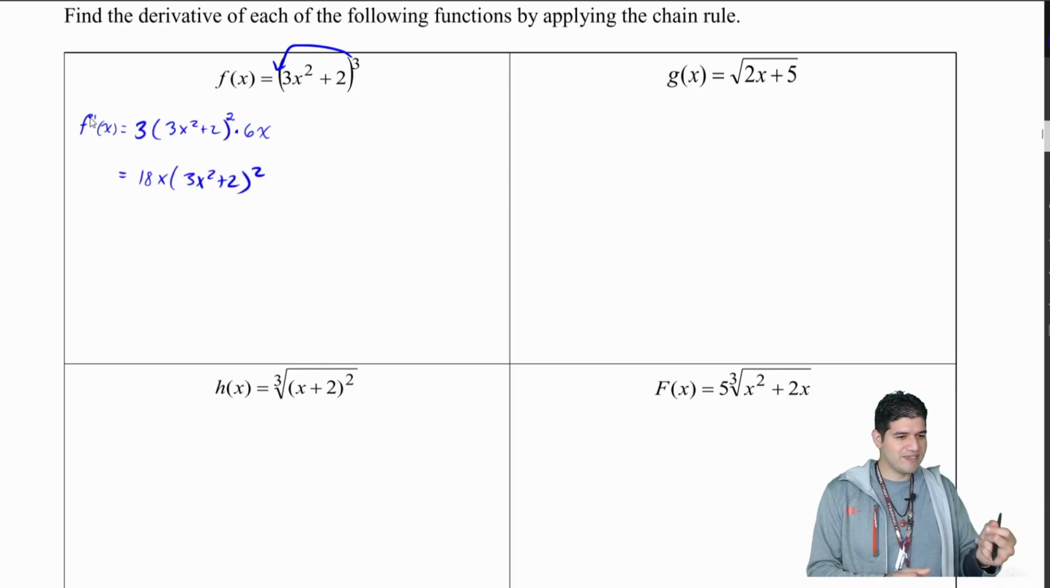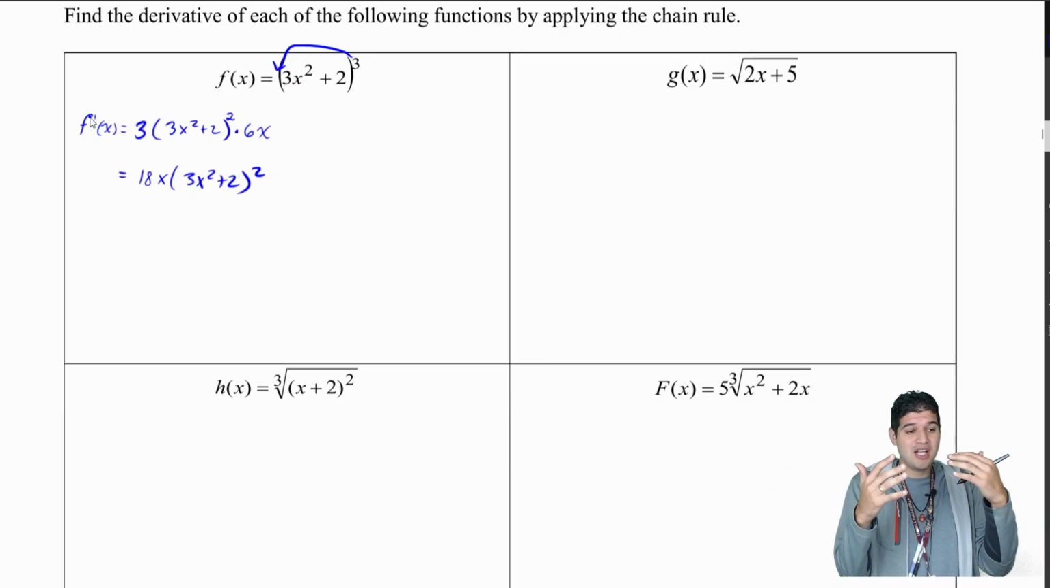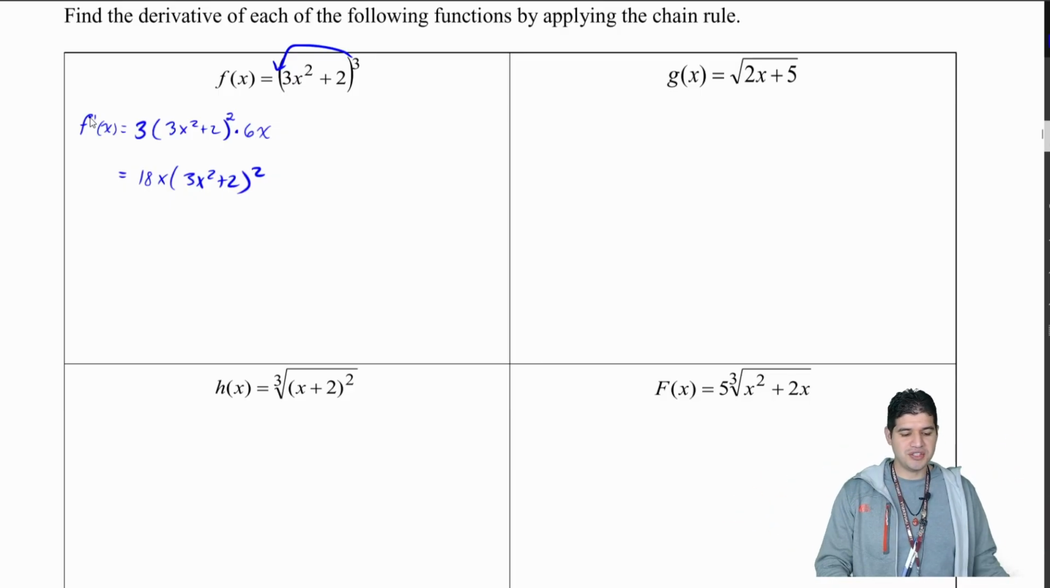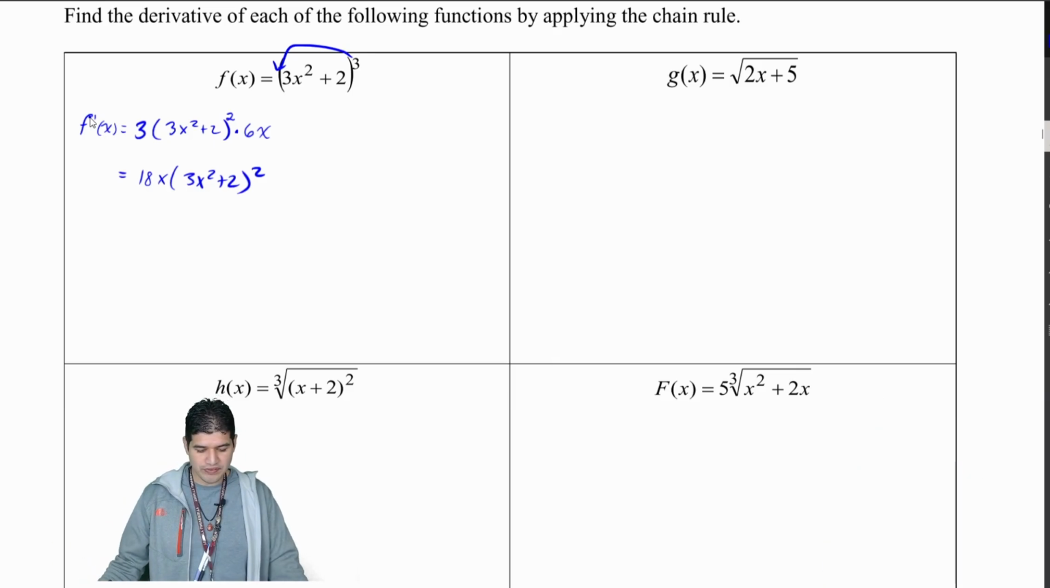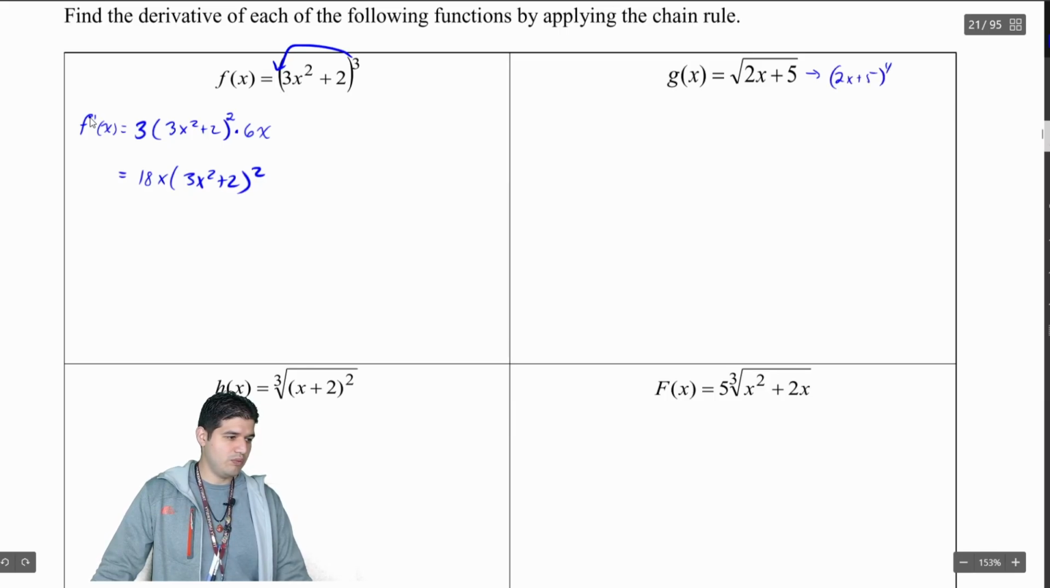So now that we've got the chain rule, we don't have to expand everything out. It takes so much longer to do that. Just use the chain rule. Now we're going to move over here to our next problem. So think about square root of 2x plus 5. Okay, so that's going to be 2x plus 5 to the 1/2 power.